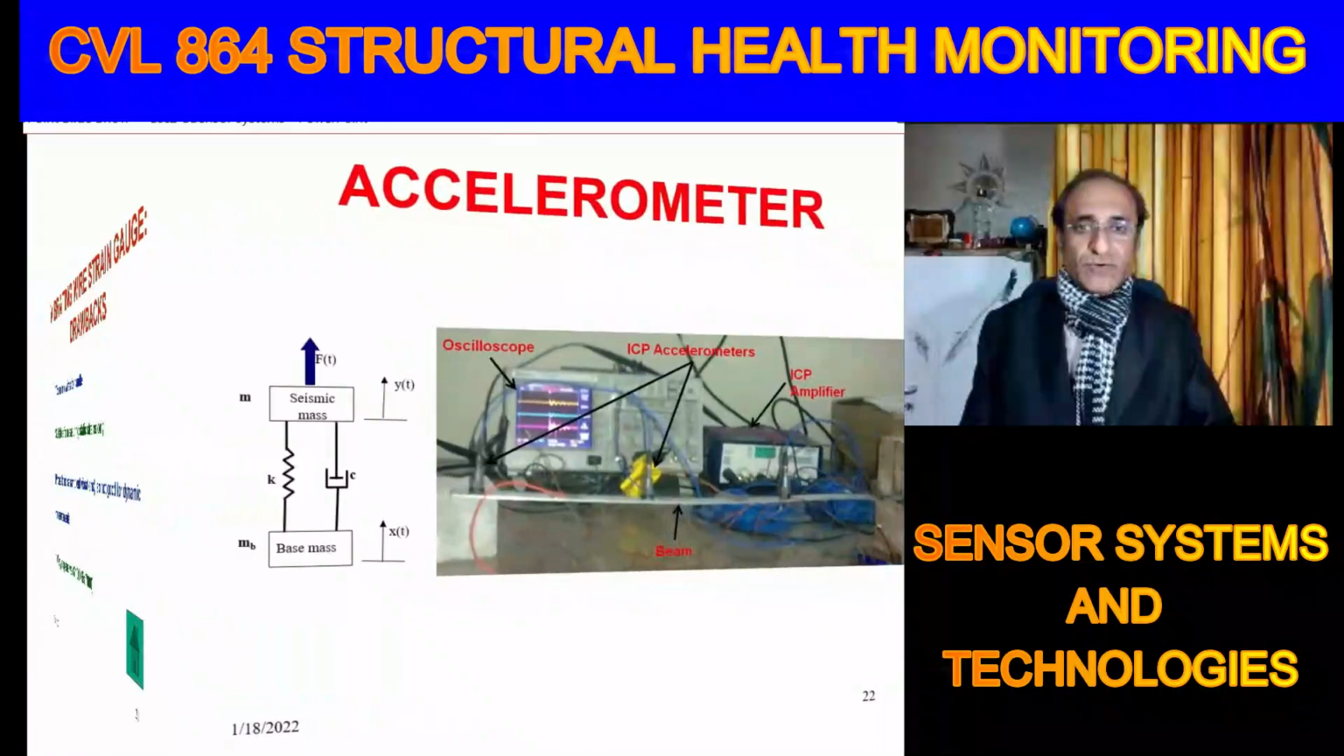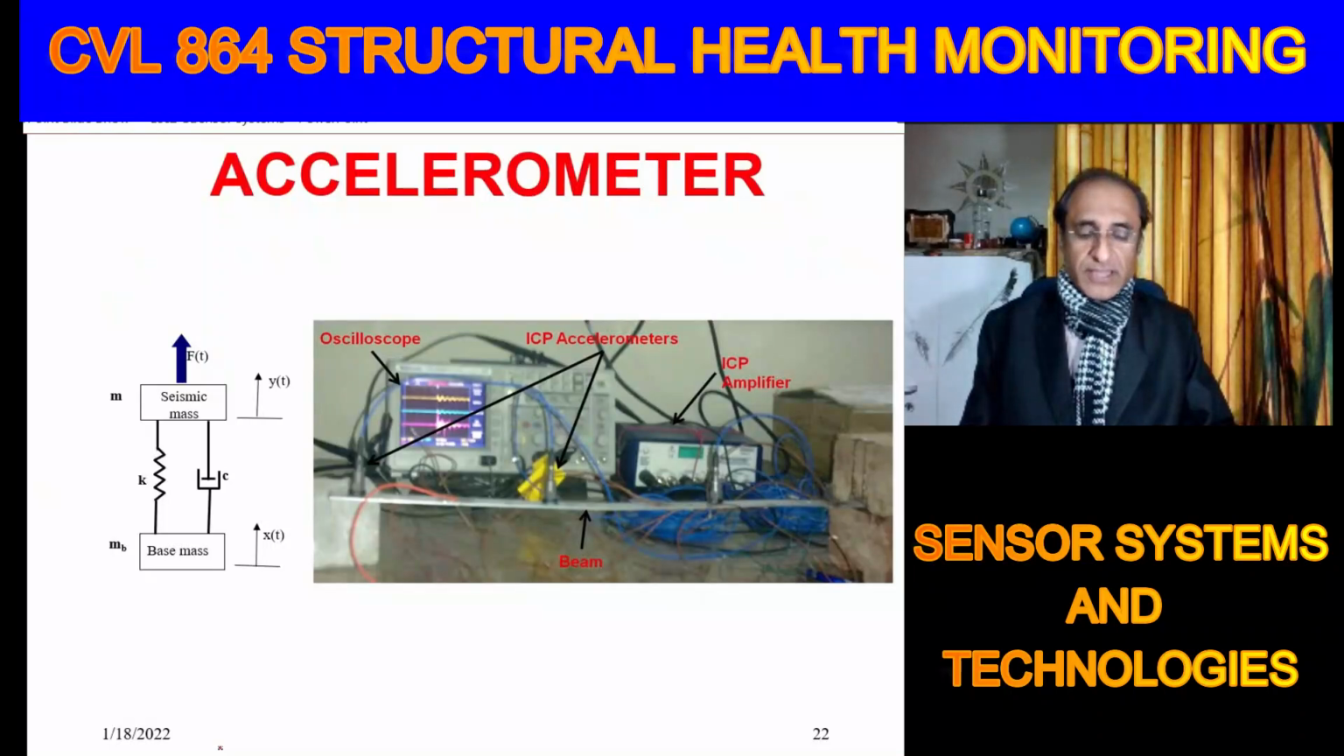Okay, let's now see a dynamic sensor, the accelerometer. So, accelerometer, you all know the principle, basically what the construction of an accelerometer is. It has a seismic mass connected to a base mass by means of a spring dashpot. This base mass is well attached to the structure, and when the structure vibrates, the vibrations are transferred through this spring dashpot mechanism to the seismic mass.